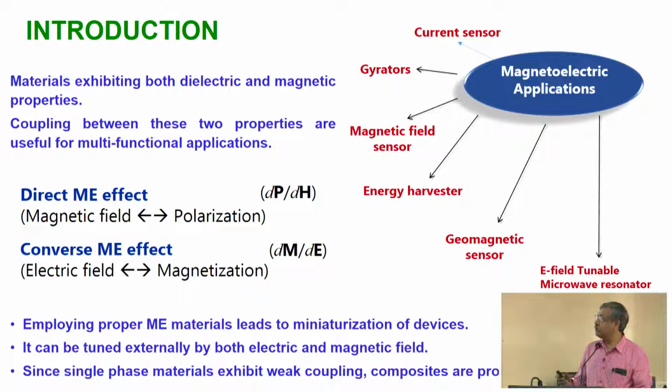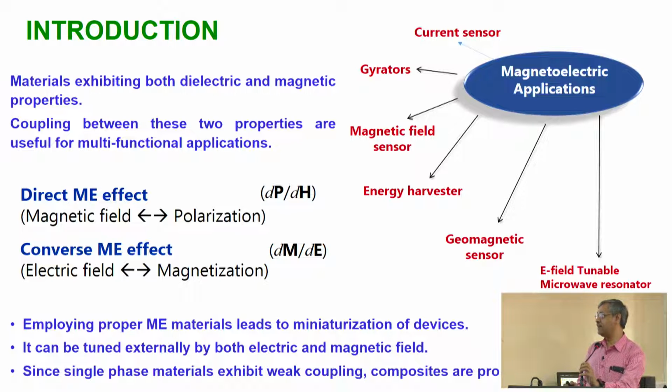Okay. So, this magnetoelectric material will have several applications like sensing, gyrators, magnetic field sensing, this is current sensing, then energy harvesting, then this is once again magnetic field sensing, but for geomagnetic applications. Then this is going to be E field or H field hybrid tunable microwave devices, which we saw extensively in the last lecture. Okay.